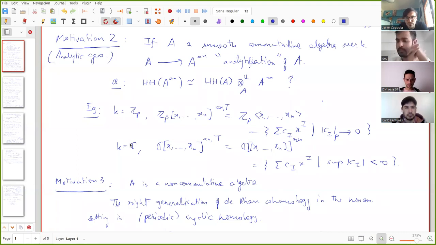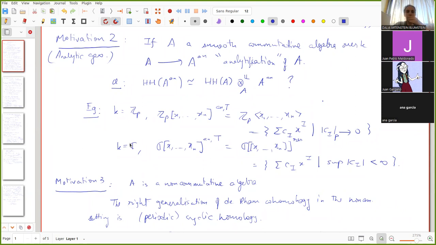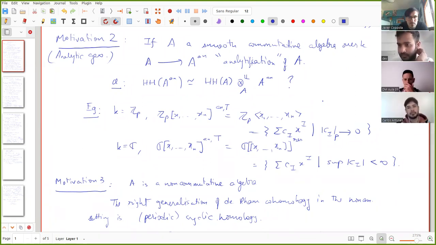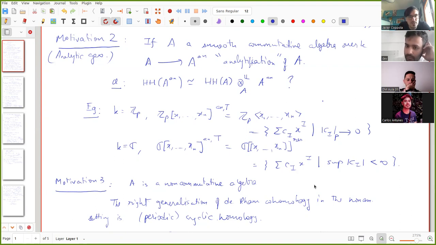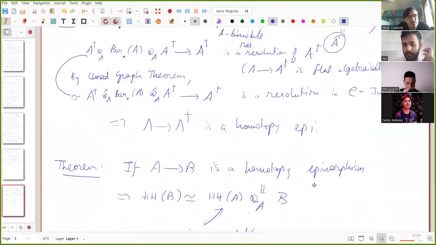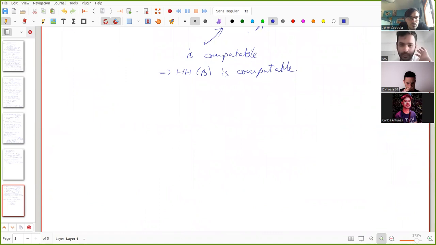Don't have any more questions? I have one, but it's just because I don't know much. Is that derived tensor product also an easy thing to compute? I've never seen that. Well, the derived tensor product is actually just fancy notation for what you always do when you compute the Hochschild homology of an algebra.